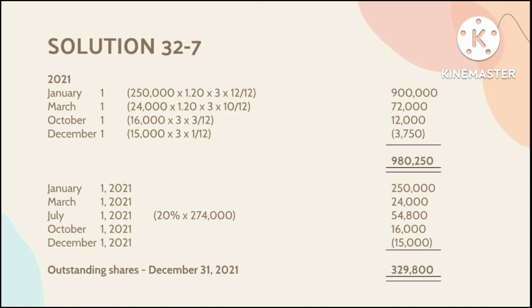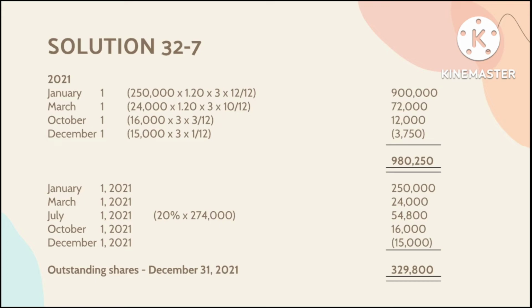So, 250k multiply by 1.2 na share dividend times 3 na 3 for 1 share split times 12 divided by 12. Magkakaroon po tayo ng amount na 900,000. On March 1 naman po, 24,000 po ay given. Multiply by 1.2. Bakit po andito ulit yung 1.2? Kasi nga po, ito ay kasali sa mga previous transactions na naganap bago po tayo dumating sa July 1 wherein the company issued a 20% share dividend. And minultiply po ulit natin siya sa 3.